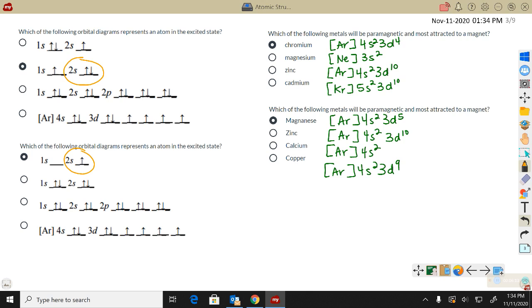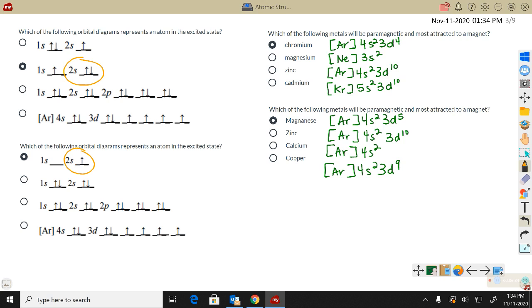Now, if I were asked to identify these elements, the first element is an excited form of lithium, and the second element is excited hydrogen. The number of arrows or the number of electrons will identify the atom, but I can tell that they're both excited because they're not in the correct filling order.